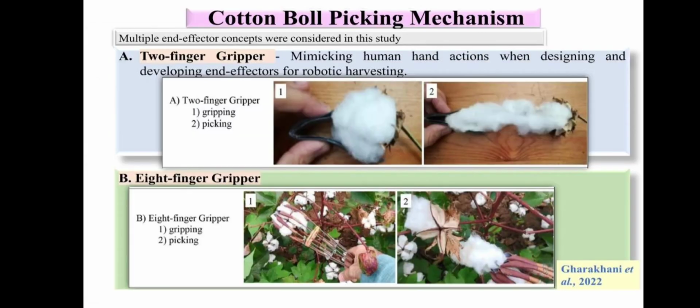Cotton ball picking mechanism. First, the multi-end effector concept was considered in this study. We have used a two finger gripper, mimicking human hand action when designing and developing an end effector for robotic harvesting. First is gripping and second one is picking. And in the second part, the 8 finger gripper is shown as an experiment.